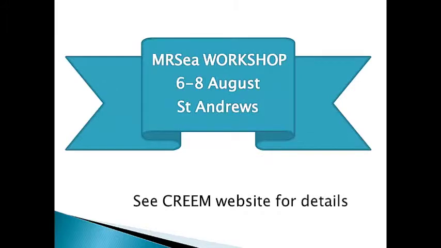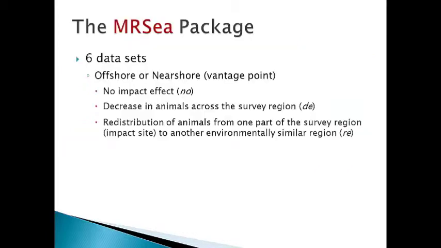So for the package itself, we thought that it would be useful to have example data sets, so you don't have to have your own data to work out how to use these methods. We have 6 data sets, 3 offshore, 3 nearshore, and each has a no impact effect. So we've basically got a before and an after scenario of no impact, a decrease in general across the whole surface, and also redistribution of animals from one part of the survey area to another.